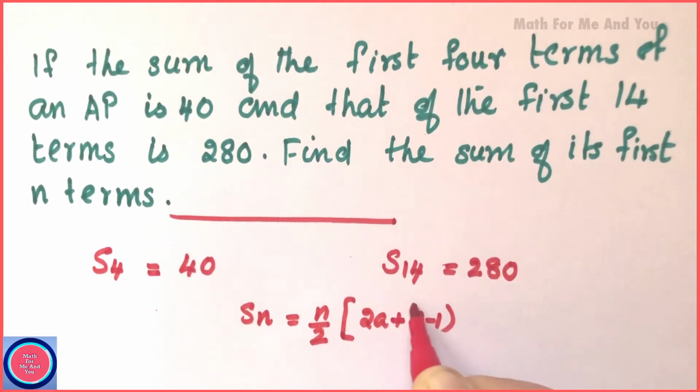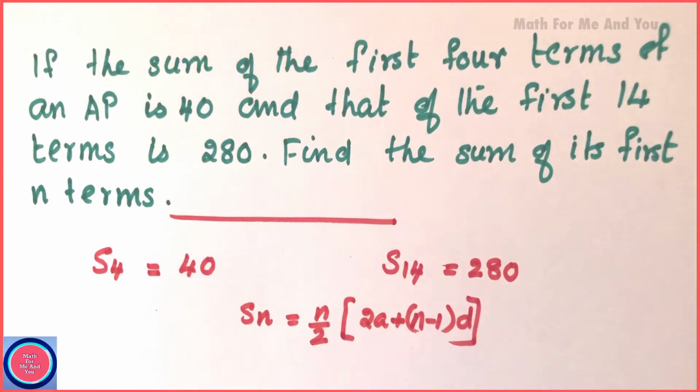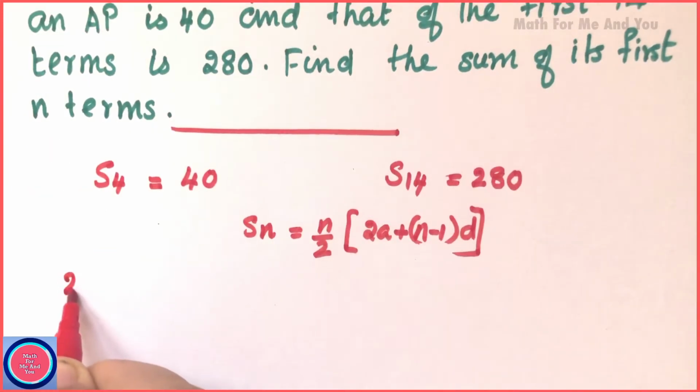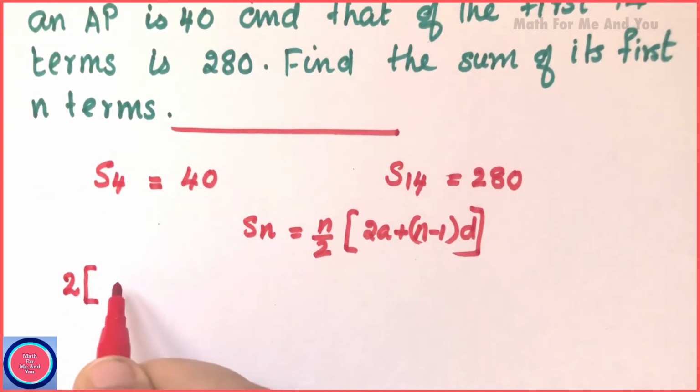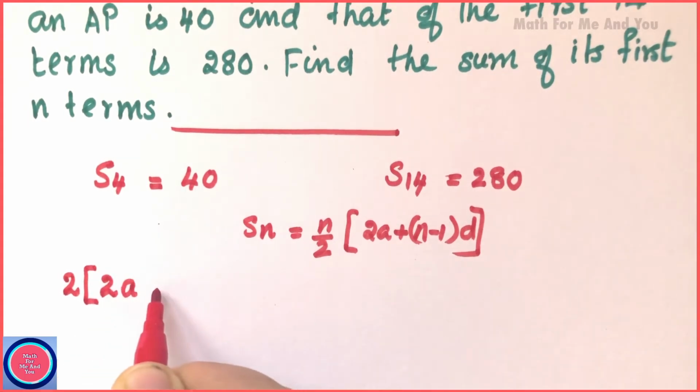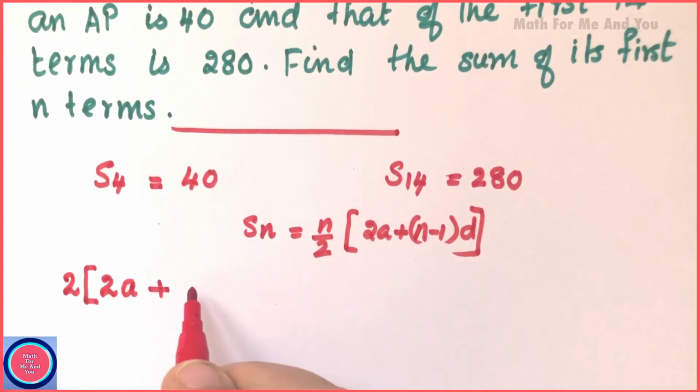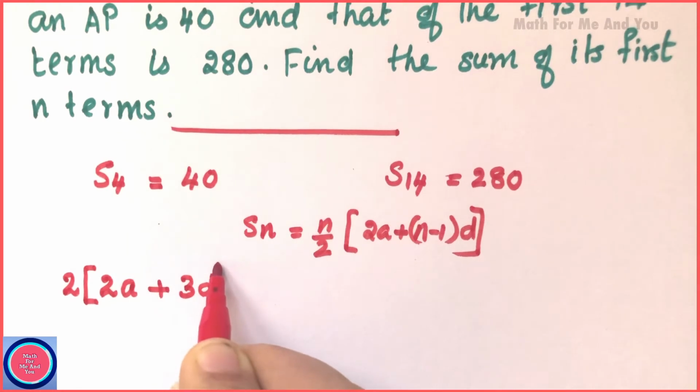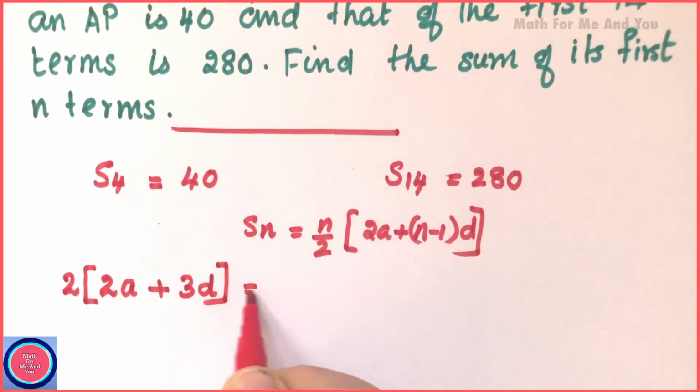Now I can write S4. 4 over 2, it is 2 times 2a plus n minus 1. N is here 4. 4 minus 1 means 3d. Then we can close the bracket, is equal to 40. It is given in the question. S4 equals 40.